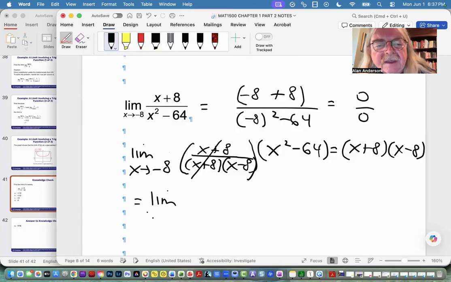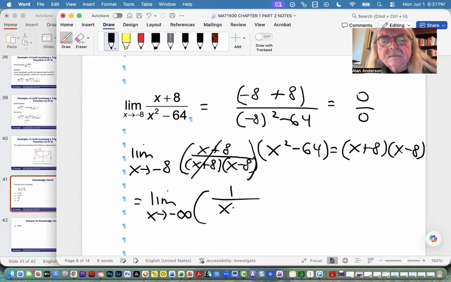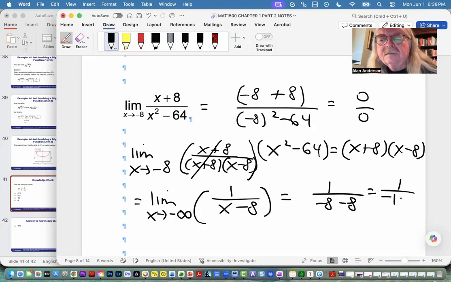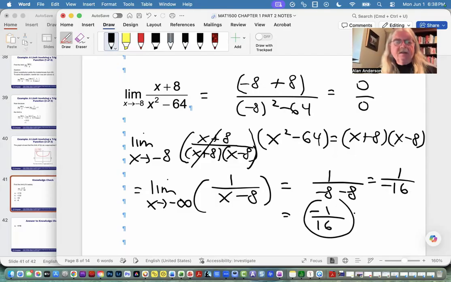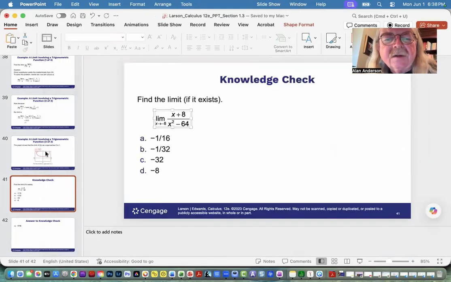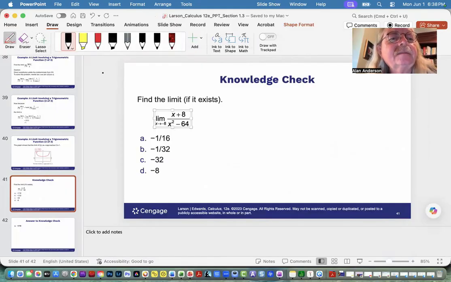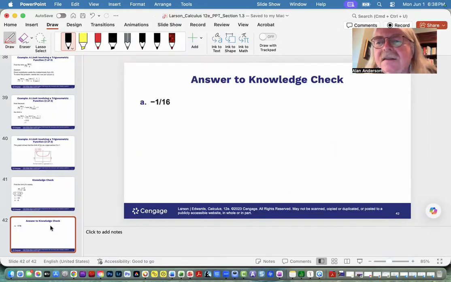All right. So once again, it's the limit as x goes to negative 8. And so now we can use direct substitution. 1 over negative 16, or sometimes we just write it as negative 1 over 16. It's the same thing. All right, so let's go back to the slides and we'll see that, well, our guess is A. Okay, and the answer is on the next slide, and it is, in fact, negative 1/16.